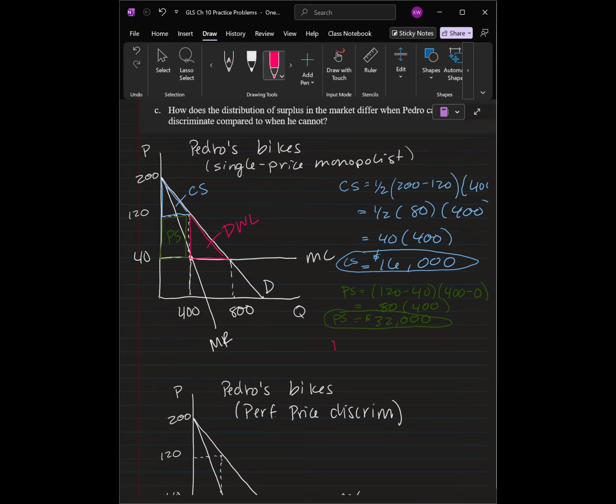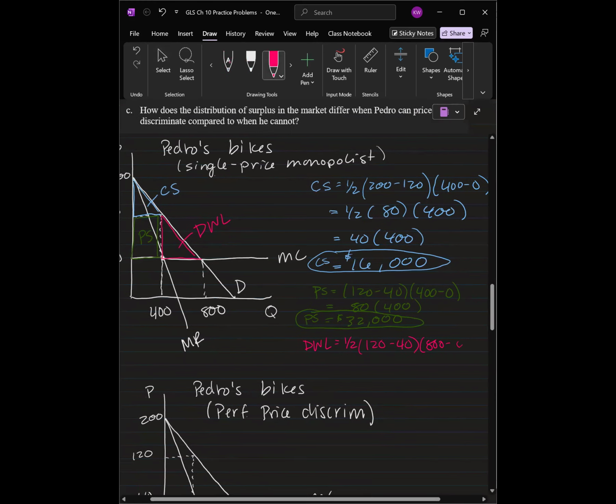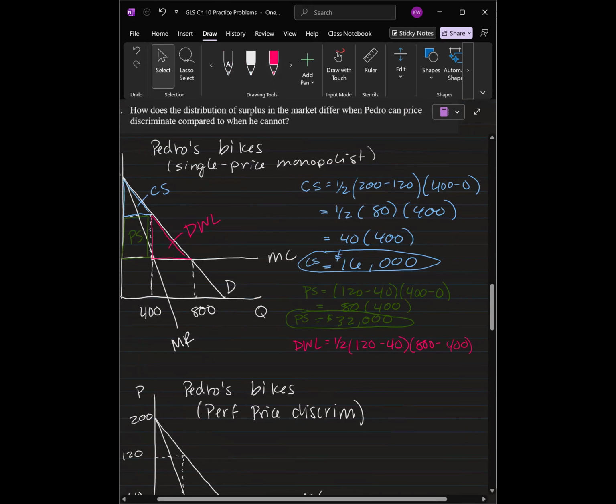Deadweight loss now is going to be the area of that pink triangle. So 1/2 of 120 minus 40 times 800 minus 400, that difference between what a perfectly competitive firm would produce and what Pedro produces as a monopolist. So we get 1/2 times 80 times 400. That gives us 40 times 400, and his deadweight loss in the market is symmetric to the consumer surplus, so it's $16,000.